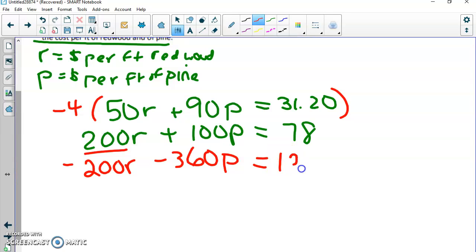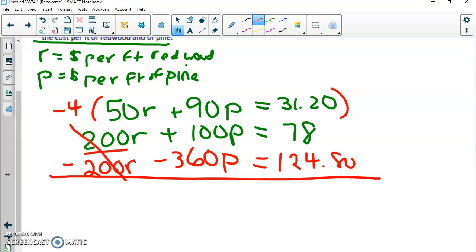So 124.80. Let me check that real fast. That was correct. So by drawing my line here, I can eliminate my R's right there. So I have, oh, and I said negative, so there should be a negative here. My apologies. Negative 260P. That 6 looks pretty funny. All right. Negative 260P equals 78 minus 124.8. Negative 46.8.